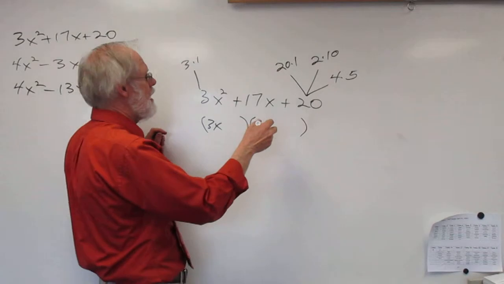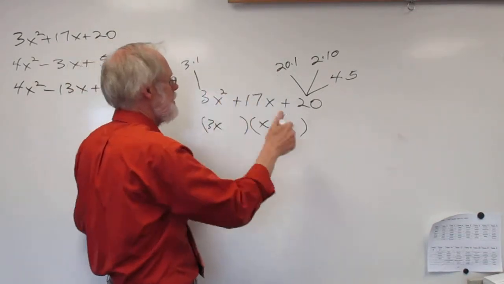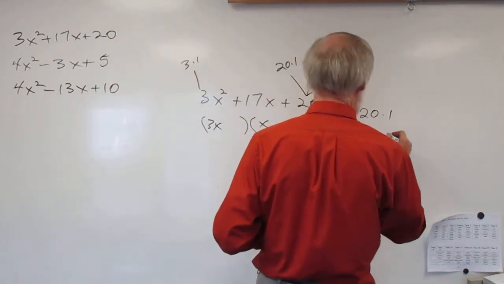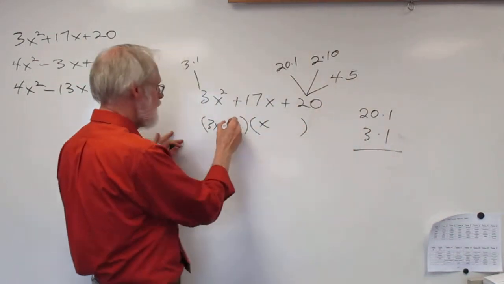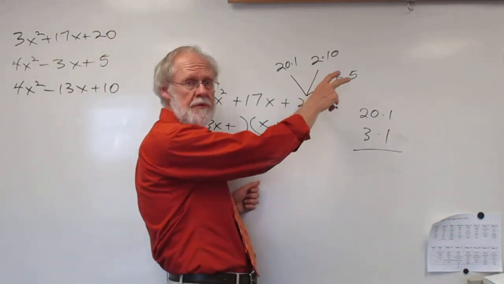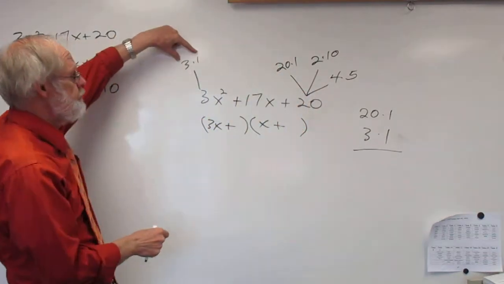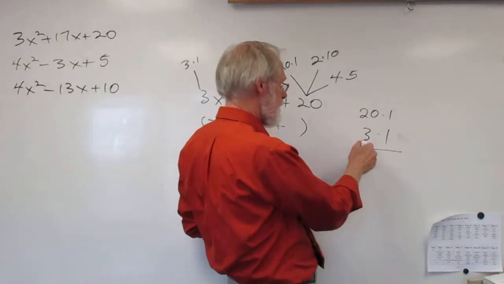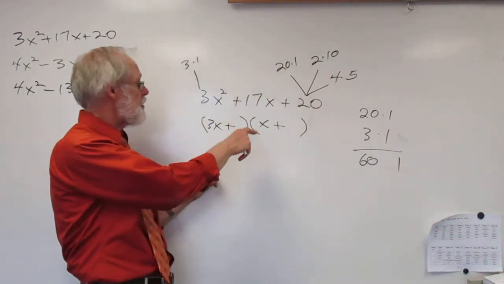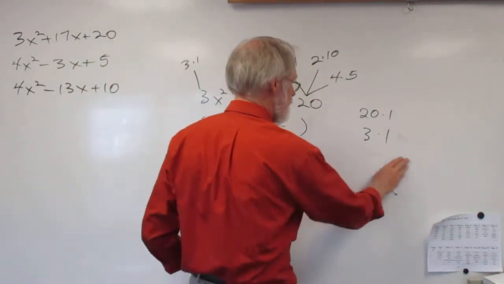Okay, now here's what I want to do. Let's take a look at these two and these two. 20 times 1, 3 times 1. Okay, now notice, by the way, the signs are all plus, so I have to have pluses here. So I'm going to be adding the two numbers that I get when I multiply this out. So I want to multiply the 20 times 1 and the 3 times 1. Let's multiply the 3 times the 20 is 60, 1 times 1 is 1. There's no way I can add or subtract those two numbers to get a 17 in the middle. That didn't work. Let's try it the other way.